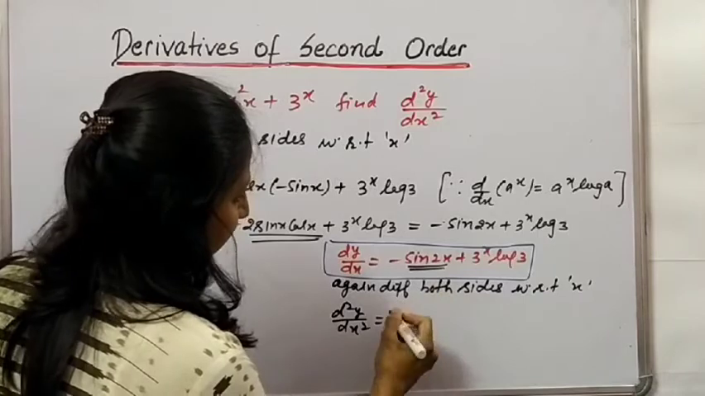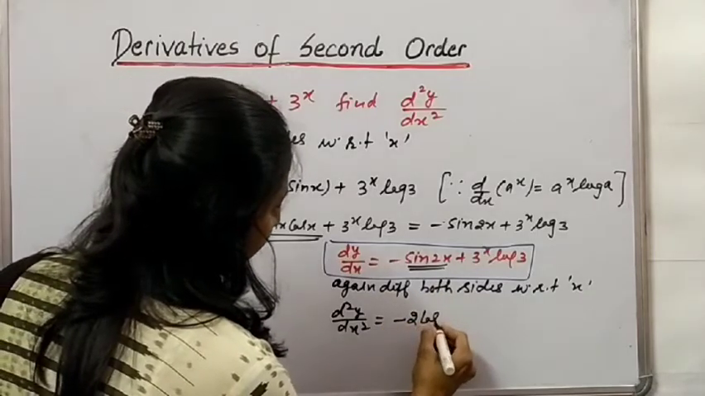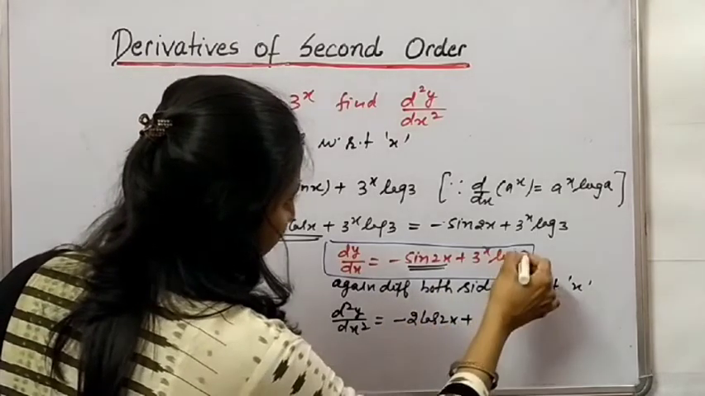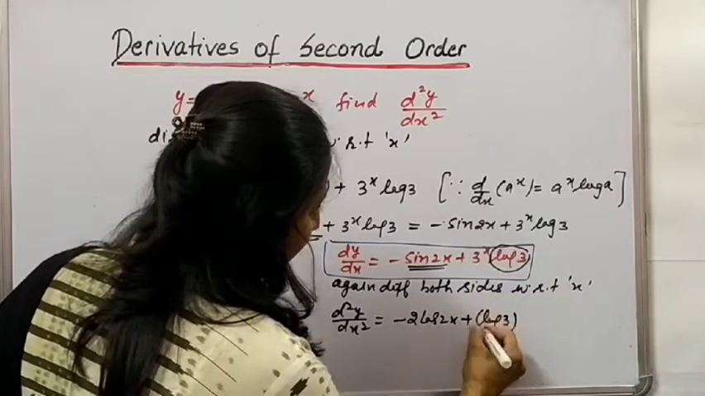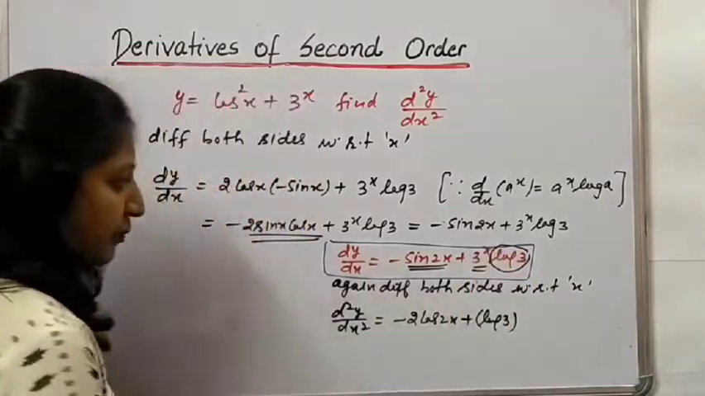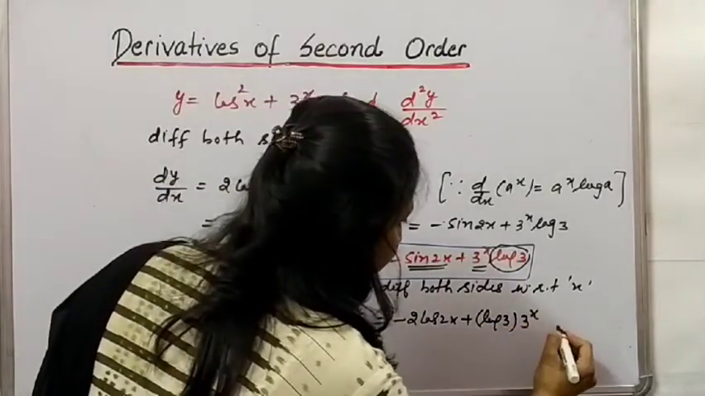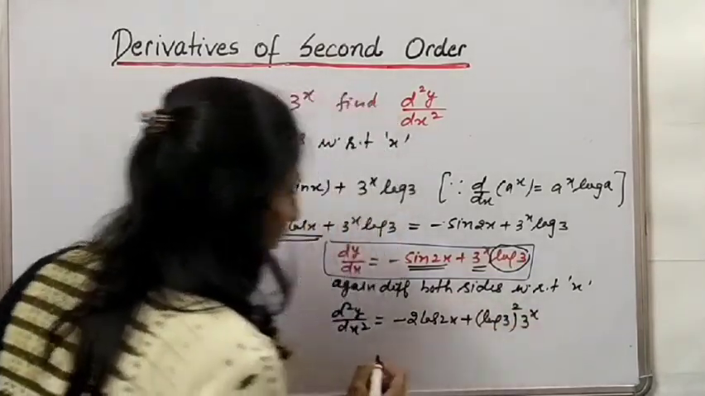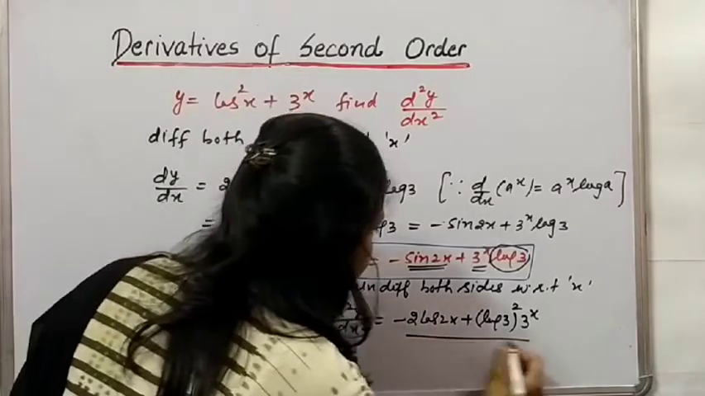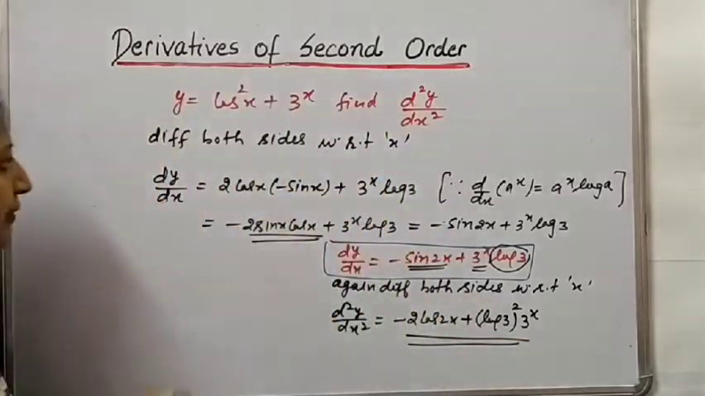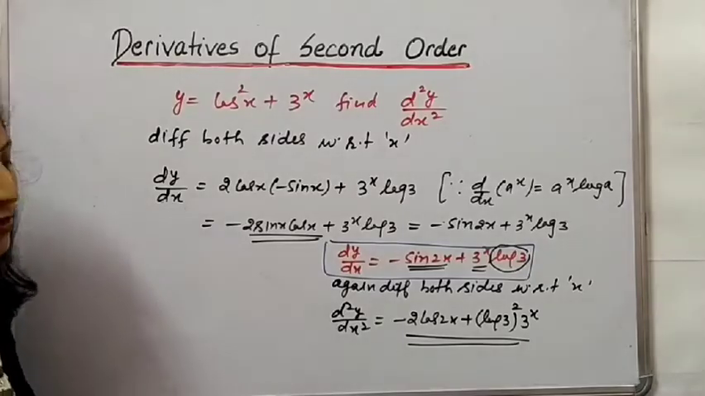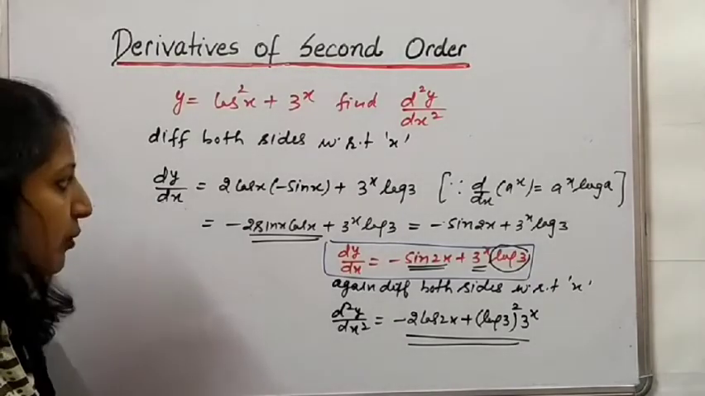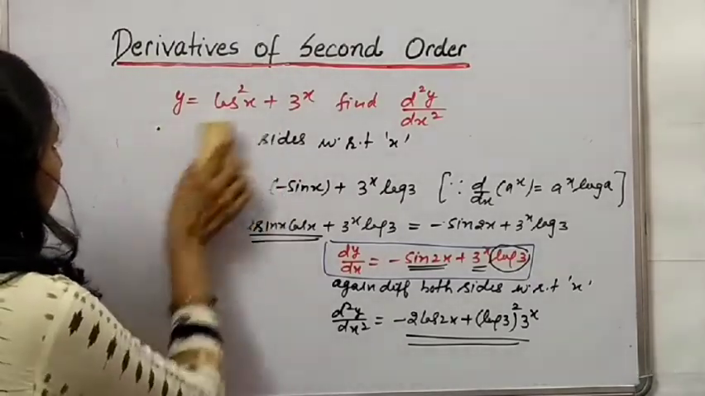well, what is the differentiation of sin 2x? It will be minus 2 cos 2x plus, now here log 3 is a constant, I will write log 3 as it is, and differentiation of 3 raised to power x is again 3 raised to power x into log 3, so here it will be log 3 whole square. So this is our final second order derivative of function y is equal to cos square x plus 3 raised to power x. So it's very simple. Okay, now let us come to our next question.